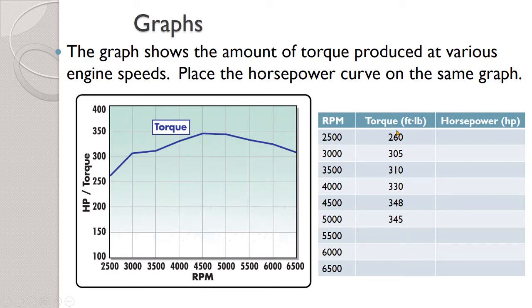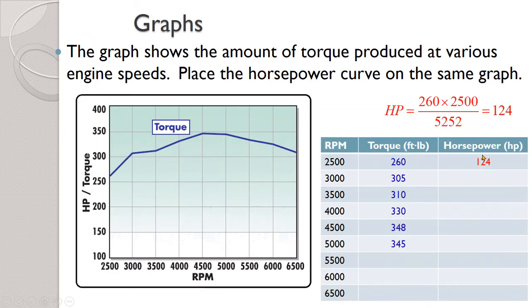Now, we can turn these torque values into horsepower values, right? We can take the RPM times the torque to get a horsepower value. So for our first one, for example, 260 foot-pounds of torque times 2500 RPM divided by 5252, that means that we are producing 124 horsepower at that engine speed. And we can plot that, and we will in just a minute.